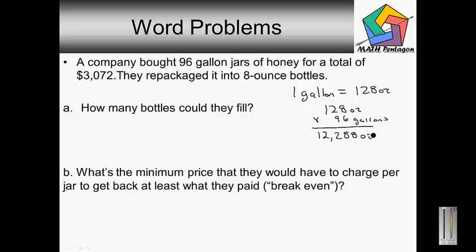Now we want to find out how many bottles they could fill. They told us they repackaged it into 8-ounce bottles. So what you have to do is 12,288 ounces divided by 8 ounces. So we write it out like this.